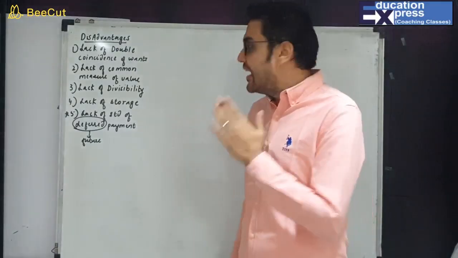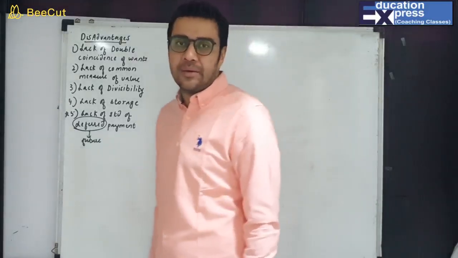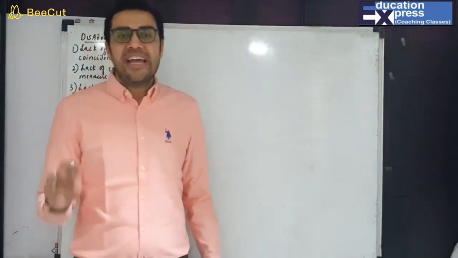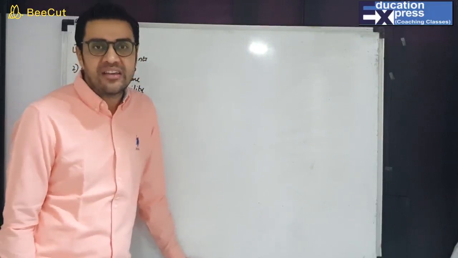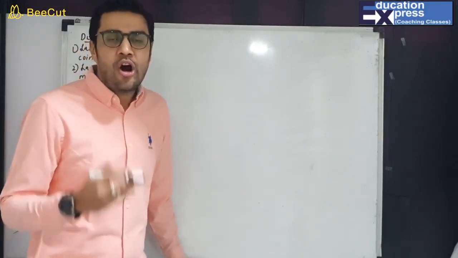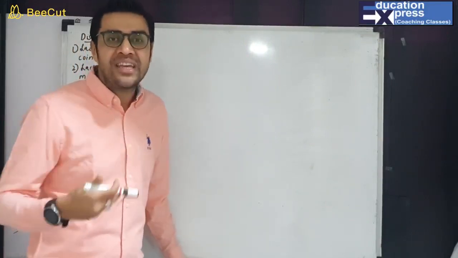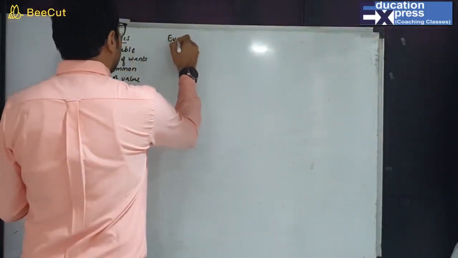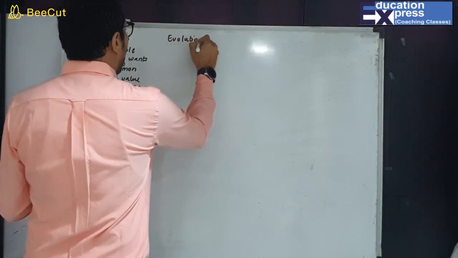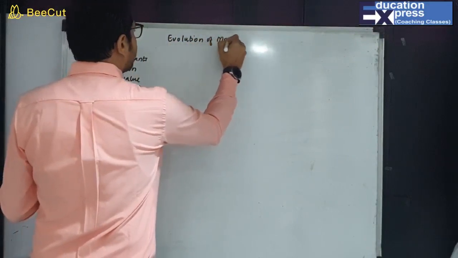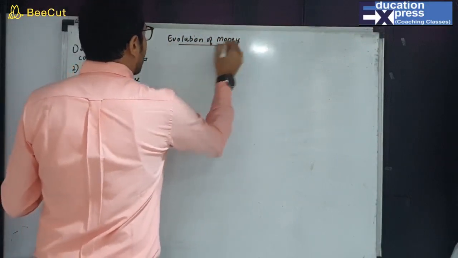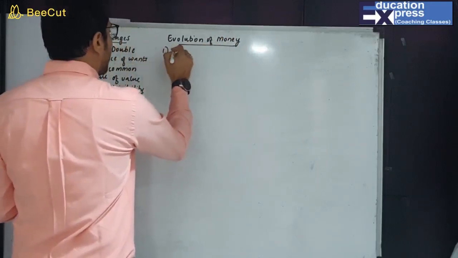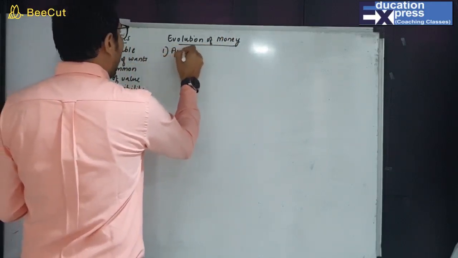Perfectly correct. Now we move on to the next answer. The next answer: explain the evolution of money, or give the stages of evolution of money. How money evolved. The next question, for 5 marks, is evolution of money. Under evolution of money, the first one is animal money.